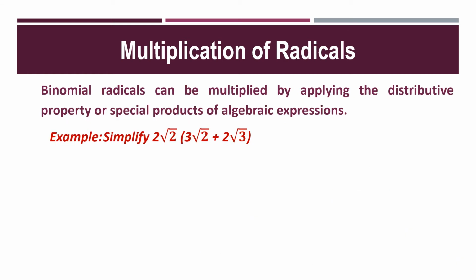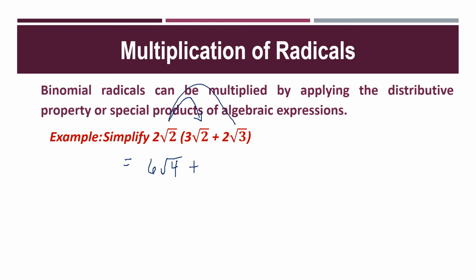Binomial radicals can be multiplied by applying the distributive property or special products of algebraic expressions. Example, simplify 2 square root of 2 times the quantity 3 square root of 2 plus 2 square root of 3. So we will simply apply distributive property of multiplication over addition. So we have 2 square root of 2 times 3 square root of 2. 2 times 3 is 6. And then square root of 2 times square root of 2 is square root of 4.